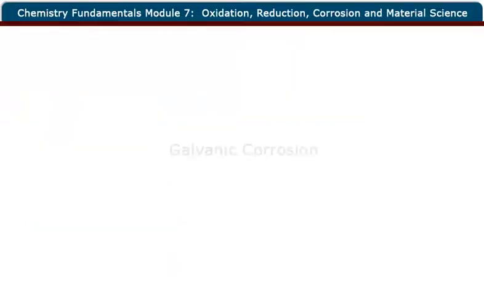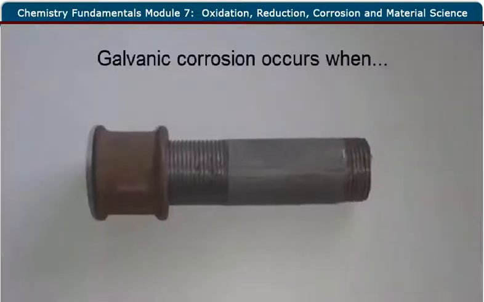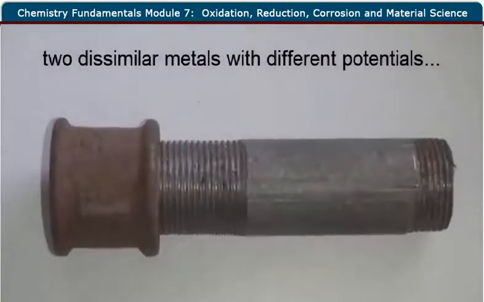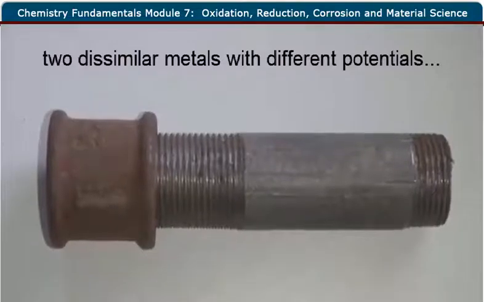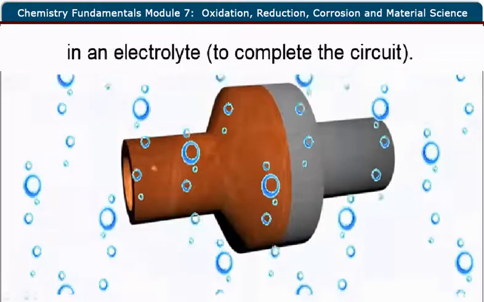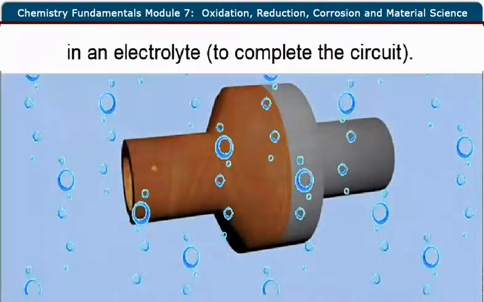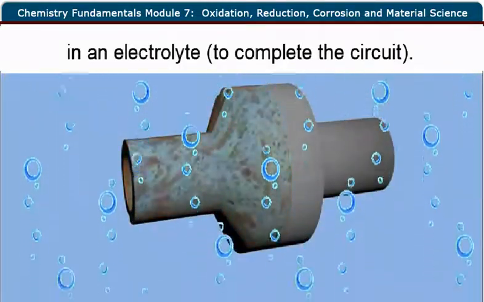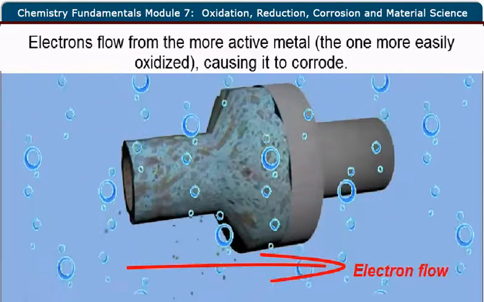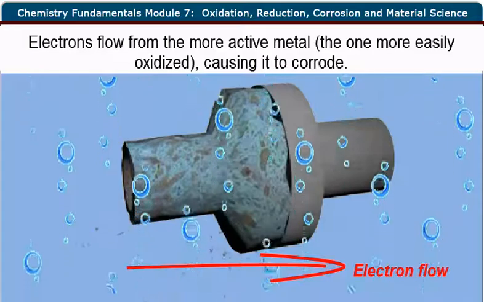Now we'll discuss other types of corrosion, starting with galvanic corrosion. Galvanic corrosion occurs when two different types of metals, or dissimilar metals, with different electrical potentials, or voltage, are placed in contact with one another in an electrolyte. Because there is a difference in potentials, electrons flow from the more active metal, causing the more active metal to corrode faster than the other.